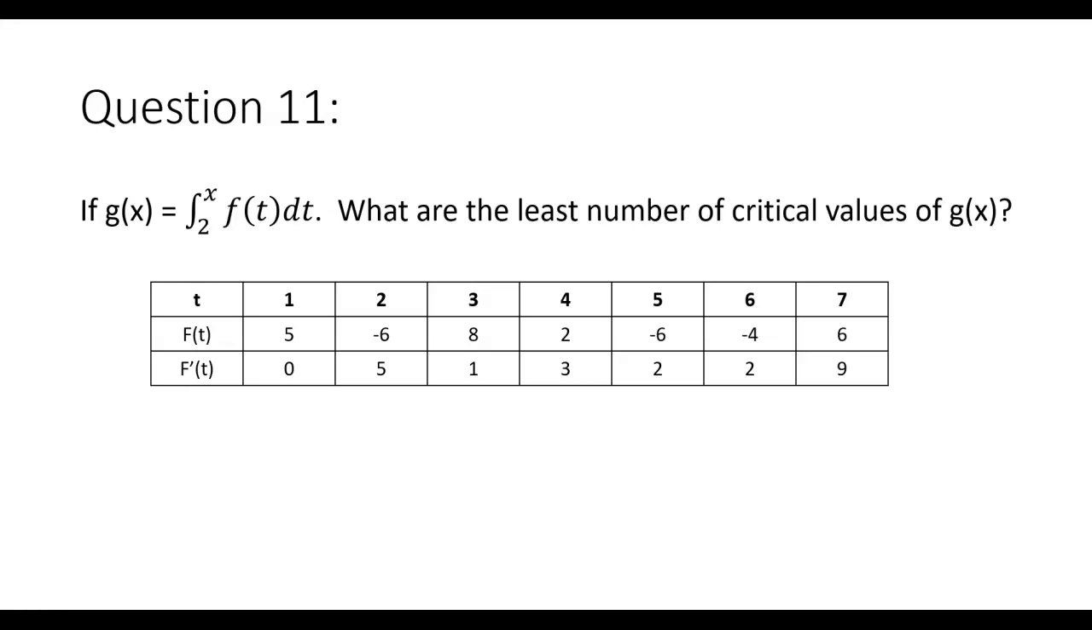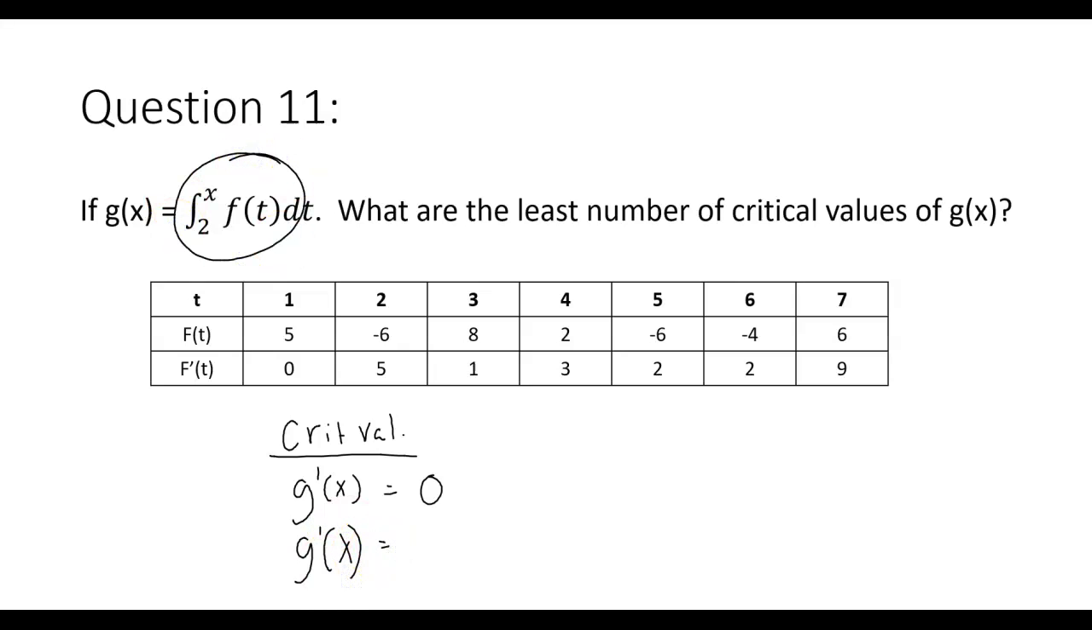Moving on to question 11, they give us an integral function, and they ask, what is the least number of critical values of g? Well, critical values are those places where the derivative equals 0. So we have to find the derivative. Well, g prime is equal to the derivative of this. Now, applying the second fundamental theorem of calculus, we find out that it's simply f of x.